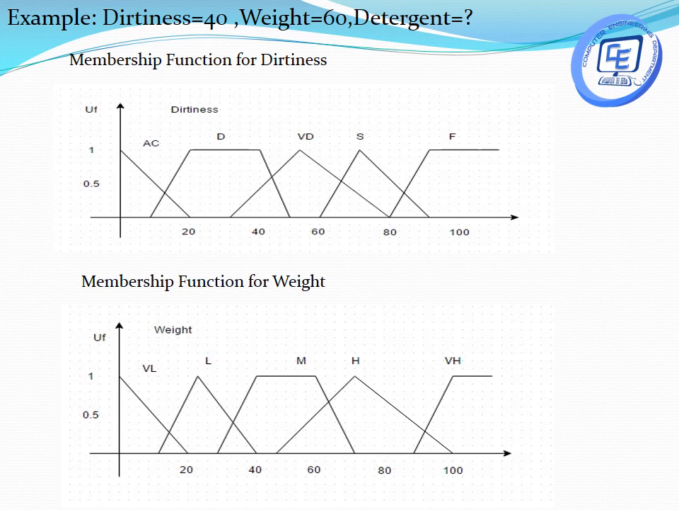After that, we have drawn the membership function for the weight. For this weight, again on x-axis we can take any number of elements, on y-axis we have to take 0 to 1, and we are having 5 parameters of weights, that is very light, light, medium, high and very high. So we have drawn this triangular and trapezoidal membership function over here.